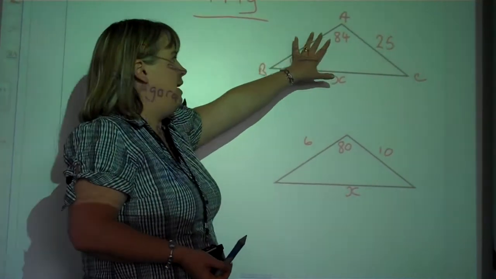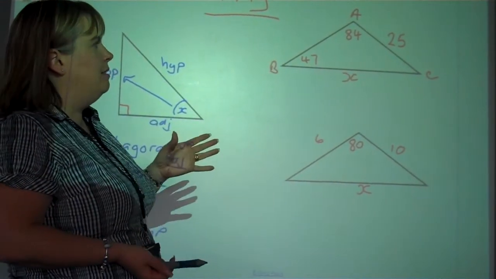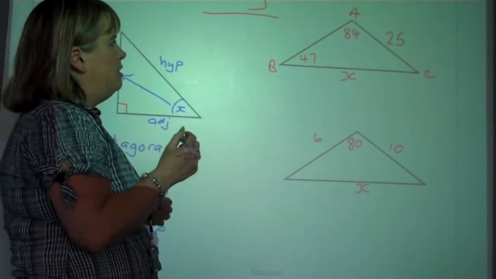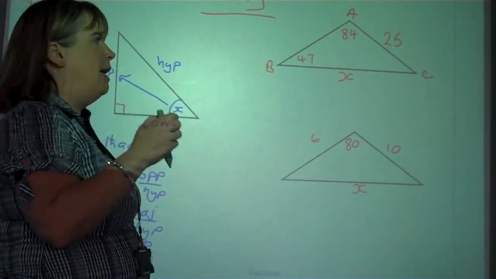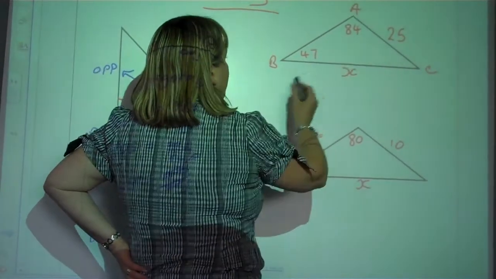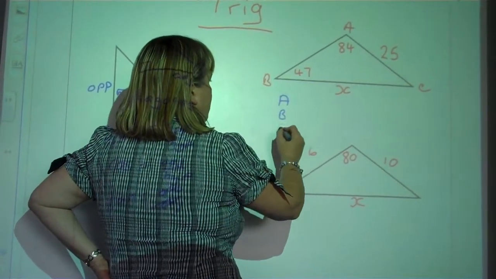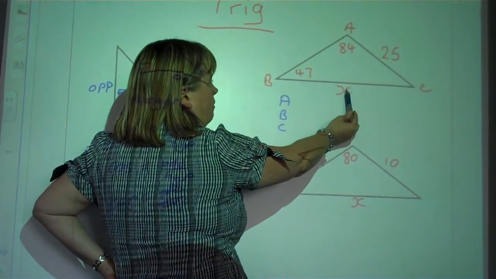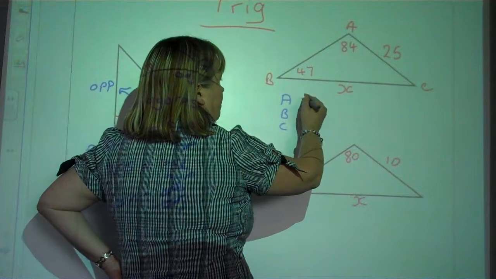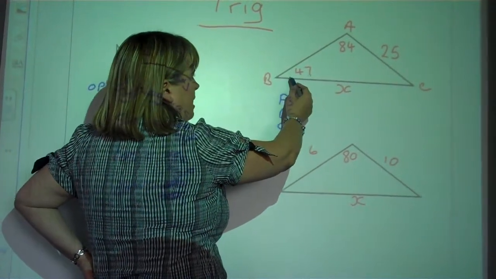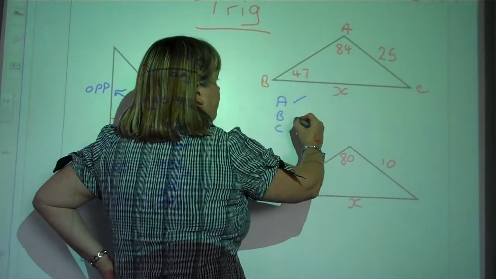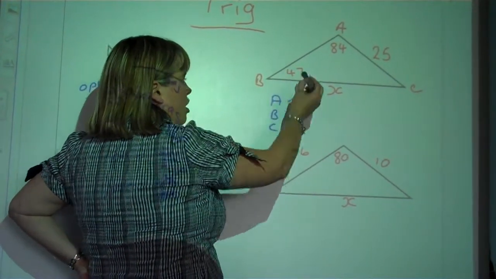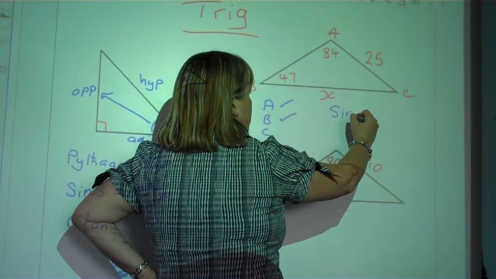If it's not a right angle triangle, then it's either sine or cosine rule. To decide whether it's sine or cosine rule, you're looking for angles and sides in pairs. So, if I put A, B, C at the side, I've got angle A, and I'm looking for side A, which is opposite. I've got angle B, and I've got side B. As soon as I've got two pairs, so two ticks, then I know I can use the sine rule.